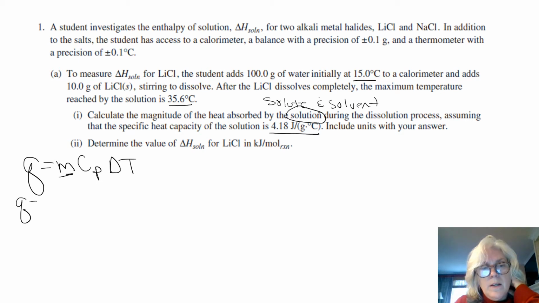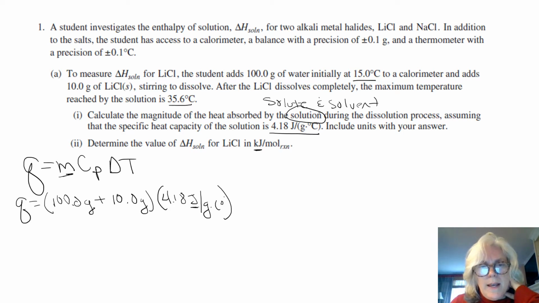So when we do this, we're going to take the mass of the water, which is 100 grams, and you're going to add the mass of the lithium chloride. Your CP, because it's mostly water, is going to be the specific heat for water. Be careful too, that is joules. But I notice right away that the next question is asking for kilojoules, so I'm going to convert it at the end. Get in the habit of converting to kilojoules anyway. Joules is a very small unit in terms of heat, so we usually talk in terms of kilojoules.